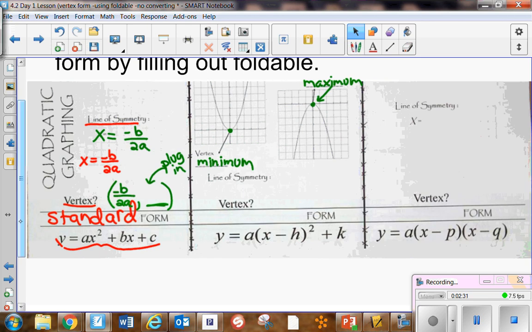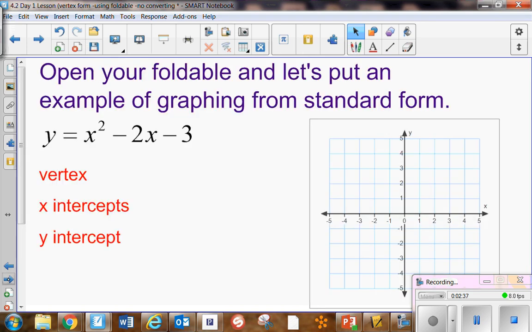So let's open this first flap. I want you to have an example of each, graphing from each form. So open up your first flap, and let's graph this like we did yesterday. Let's graph from standard form. You've got a place where you can do your work at the top, and then we'll graph at the bottom in that first flap. So let's do the equation y equals x squared minus 2x minus 3. That is standard form, because we've got the x squared and the x and the number.